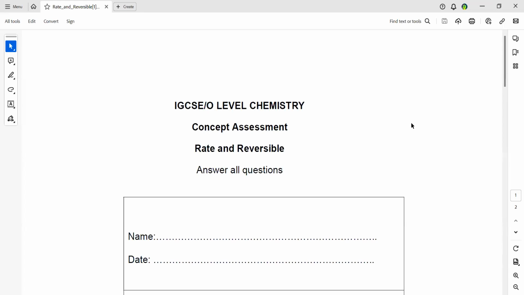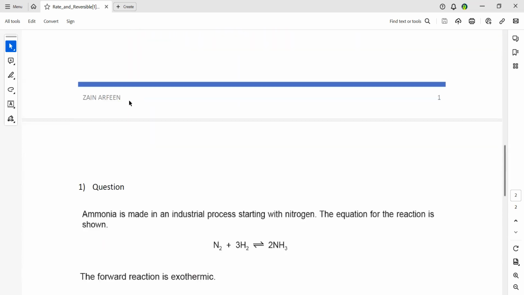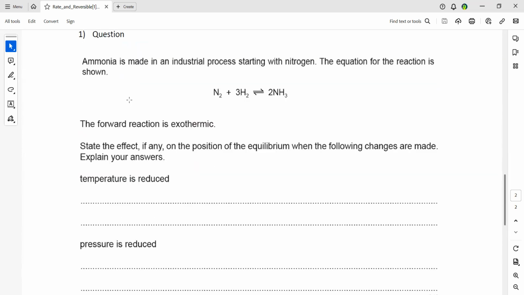So this was a weekly pop quiz which was related to rate and reversible reactions. Ammonia is made in an industrial process starting with nitrogen. The equation for this reaction is shown. N2 plus 3H2 gives 2NH3 and the forward reaction is exothermic.